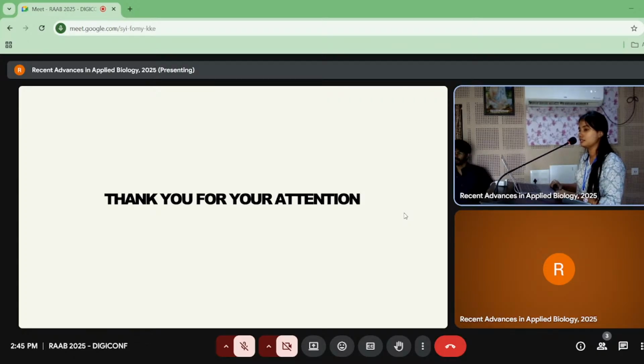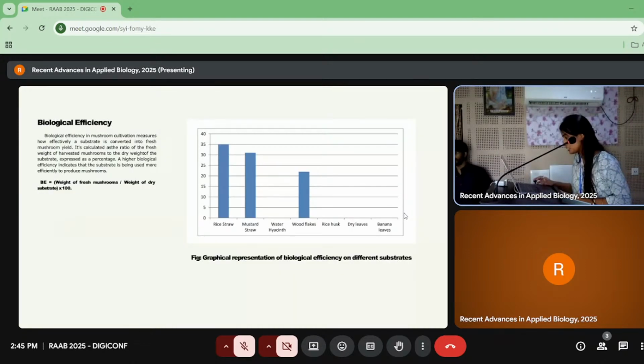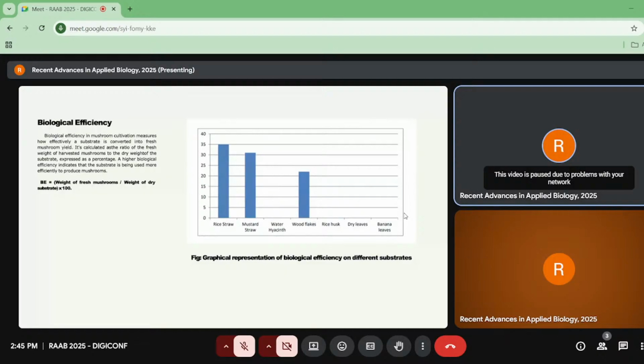Suppose, sir, the second one, what substrate was it? The first is rice straw. The second one, mustard straw. What if you could have combined this rice straw and mustard straw together? That's what I was saying. Sir, we couldn't do it because of lack of time, and it was risky.